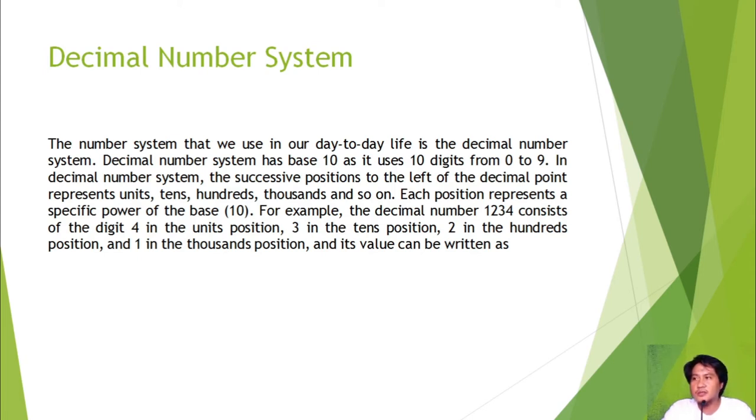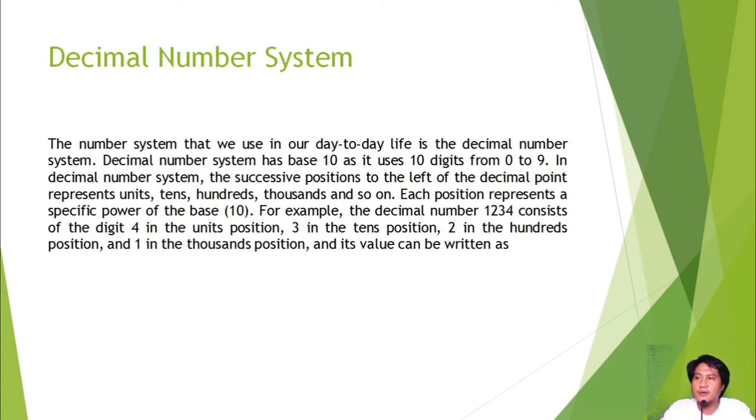In the decimal number system, the successive positions to the left of the decimal point represent units, tens, hundreds, thousands, and so on. So this is really not new. We already know this, right? The only thing new here is the term units, because in our elementary days, instead of units, we called it ones, ones, tens, hundreds, thousands, and so on. But in the decimal number system, it uses units instead of ones. So that is probably the only thing that is new. Each position represents a specific power of the base 10.